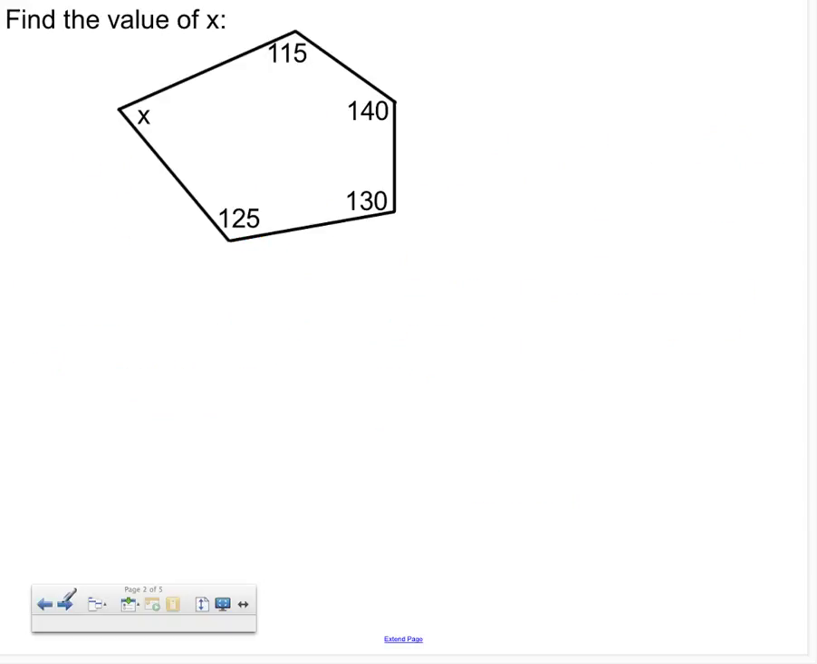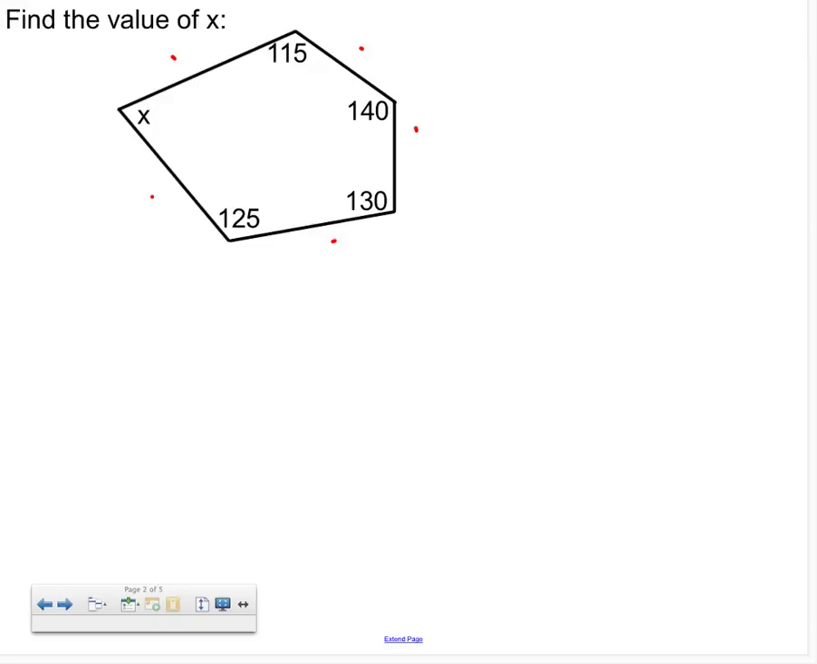You'll have, in this case, a 5-sided shape, so it is a pentagon, although it doesn't look like a normal pentagon. We do have 1, 2, 3, 4, 5 sides. And I want to figure out what that missing small angle is, that missing x angle. How do I do that? Well, I'm going to use my formula, and I'm going to use the angles I have to figure out how much I need or how much is left over.